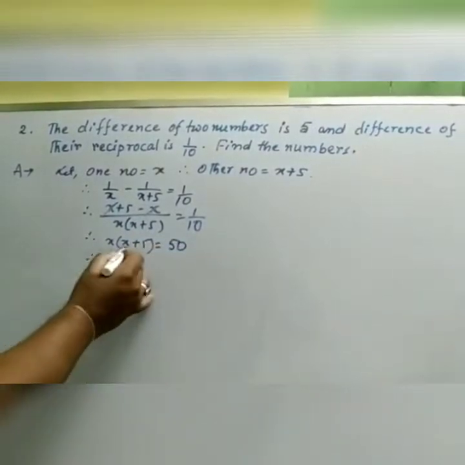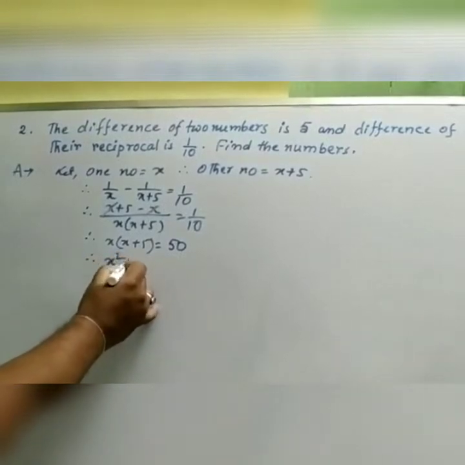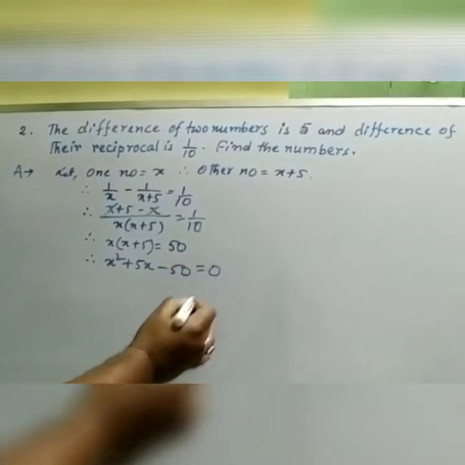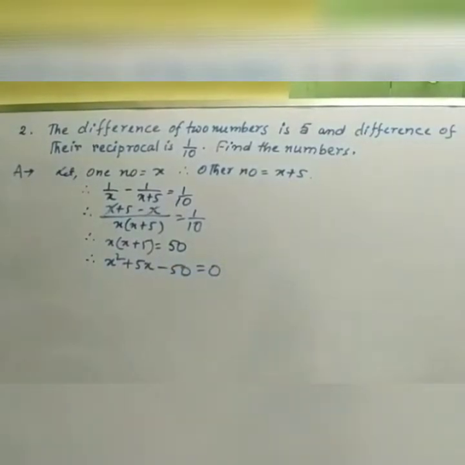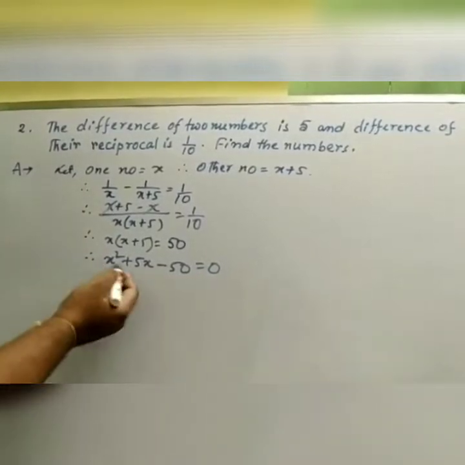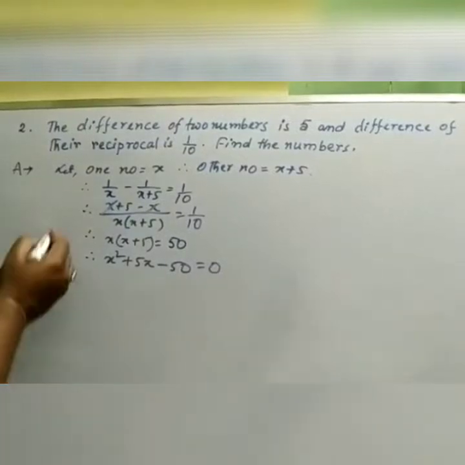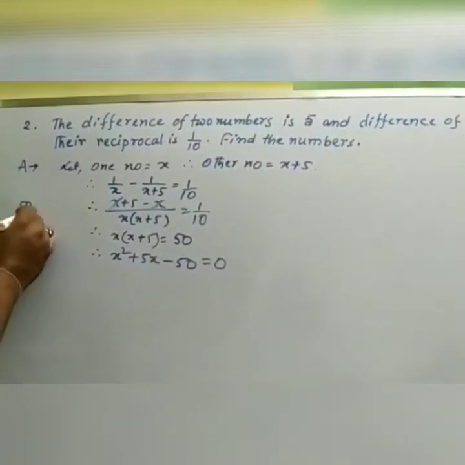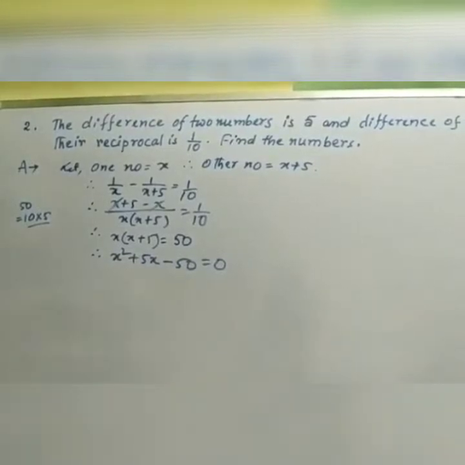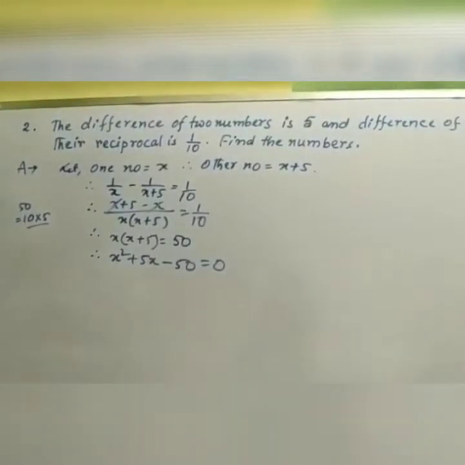Now the next equation: x square plus 5x minus 50 equals 0. So we got the quadratic equation, and here also you will do it by the middle term factorization, as the product is 1 into 50, which is 50. So 50 means 10 into 5, and the subtraction of 10 and 5 gives 5. So here you can write 10 and 5.